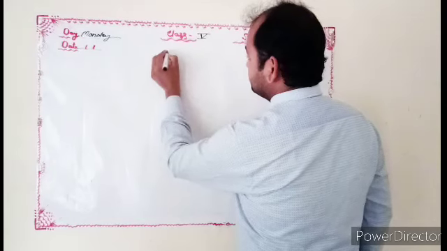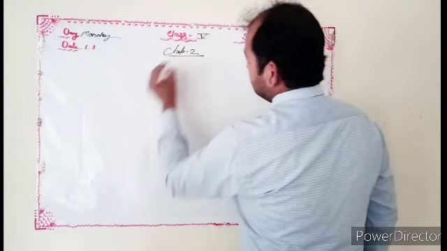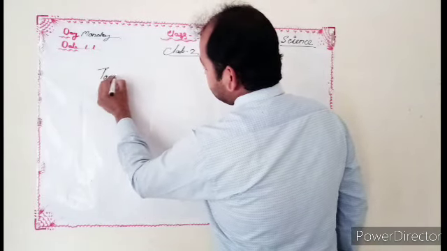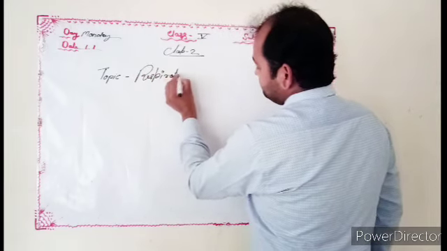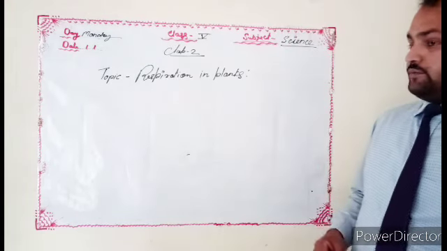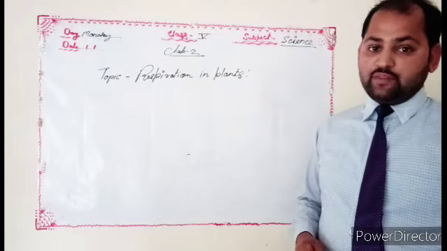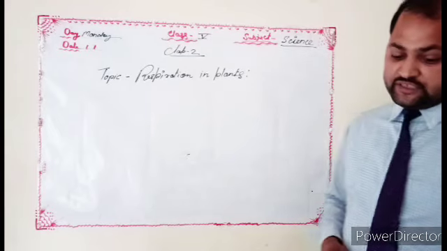Respiration in plants. First topic is what is the process, how a plant can start respiration. How can a plant start its respiration system?